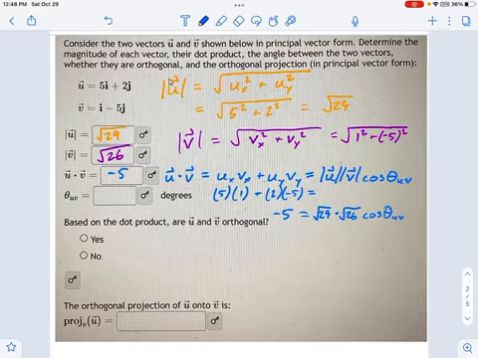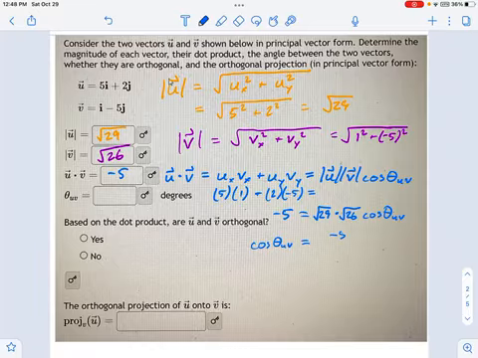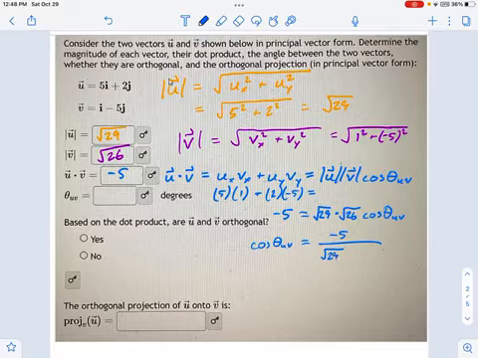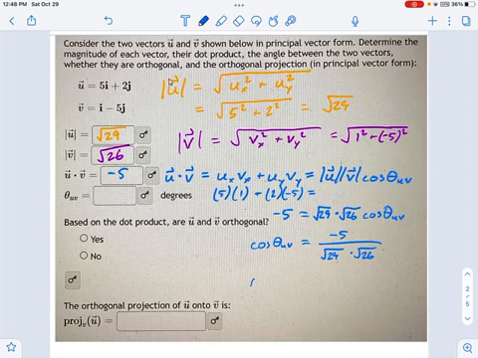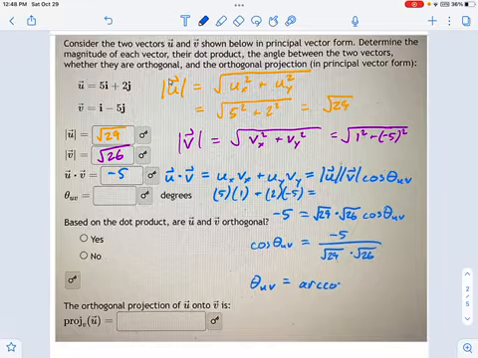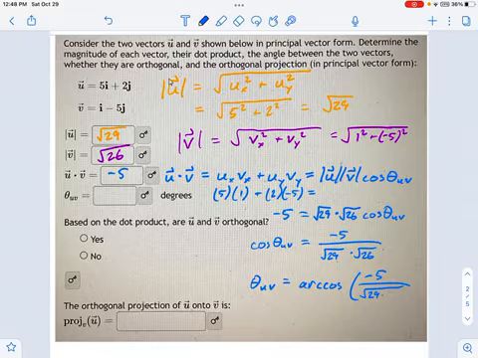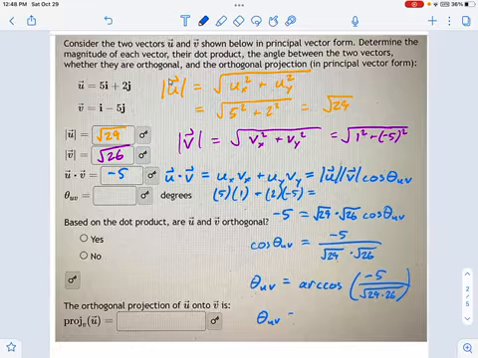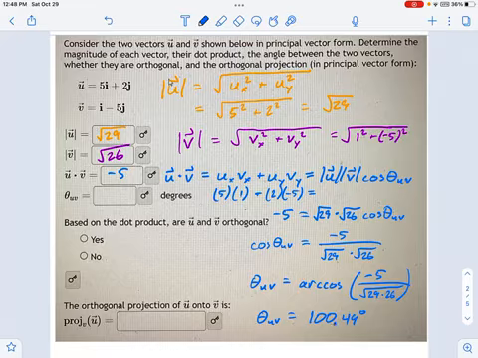So we can just rearrange this to say the following. The cosine of the angle between the two vectors is equal to negative 5 divided by the square root of 29 times the square root of 26. No problem. We're going to take the arc cosine of each side. So what you're going to punch into your calculator is arc cos, or inverse cos, whichever you prefer, of this thing. And you could say negative 5 over the square root of 29 times 26 inside the radical if you want. What I get for that, when I go through all the calculations, is theta uv equals 100.49 degrees.